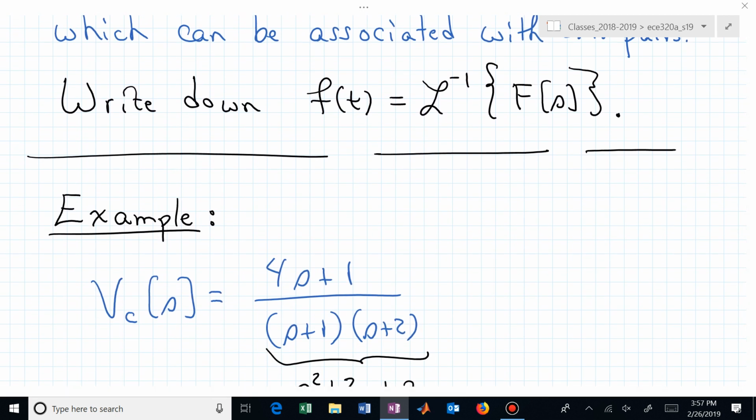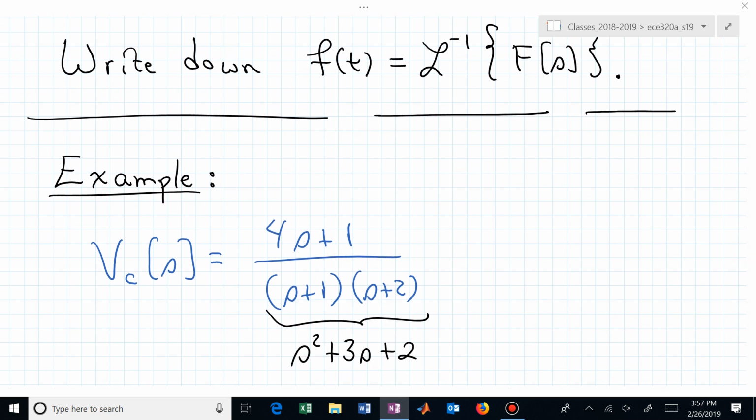So let's do that. Here's an example. Suppose now you're given, after all of this analysis, that capital V sub C of s is 4s plus 1 in the numerator, all over a denominator. On an exam or homework you may be given the denominator in an unfactored form. It might be a quadratic. It might be a fifth order polynomial. You now need to factor that.